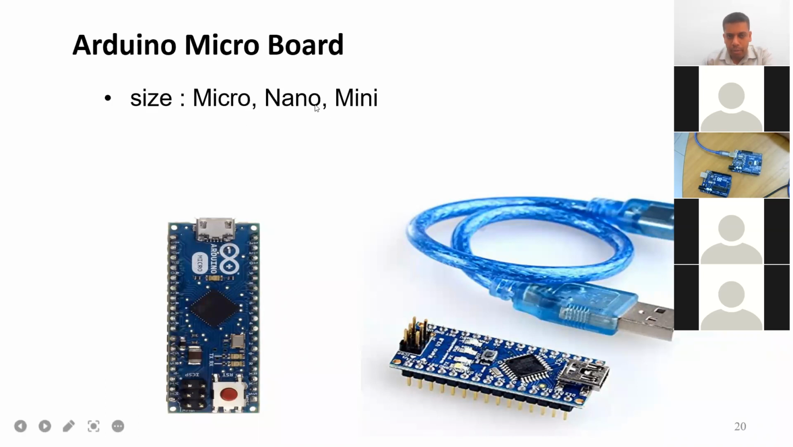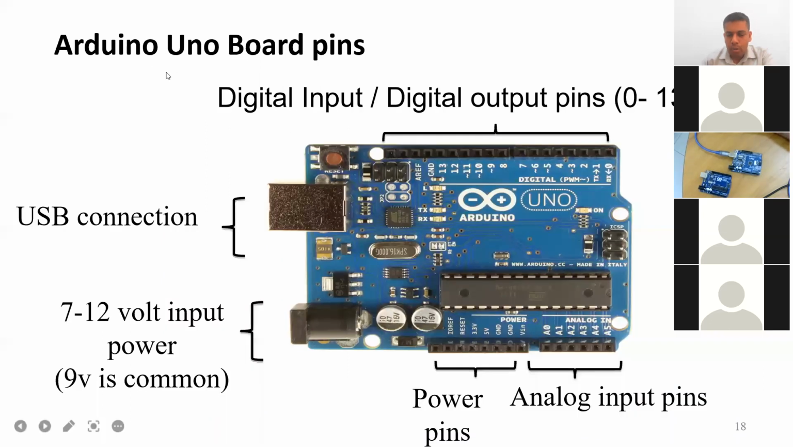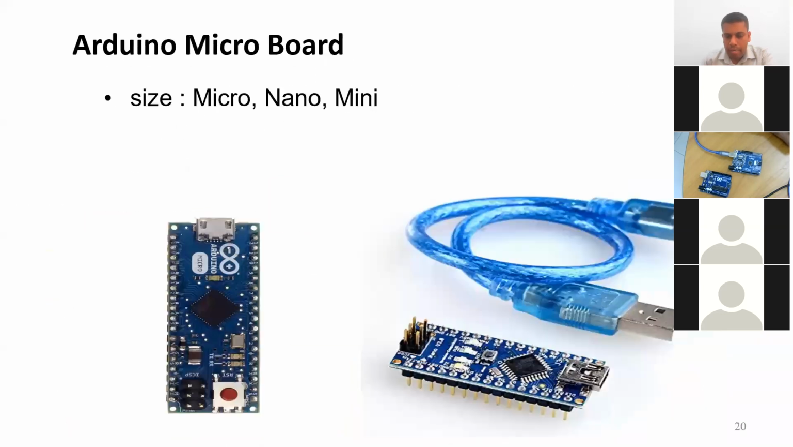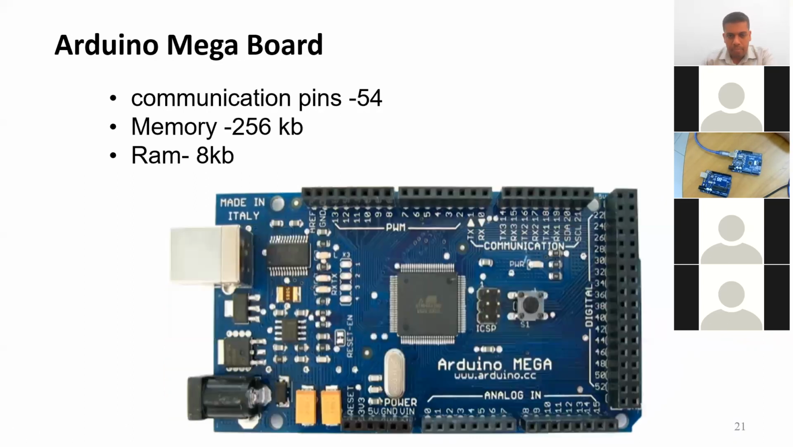Micro, nano and mini, these 3 different boards are all the same as the Uno board. The same microchip, that surface mount chip, this one, is there, but the size is different. That's the main difference. Other features are the same: pin numbers and all other settings are the same. The only difference is that the board size is made different.